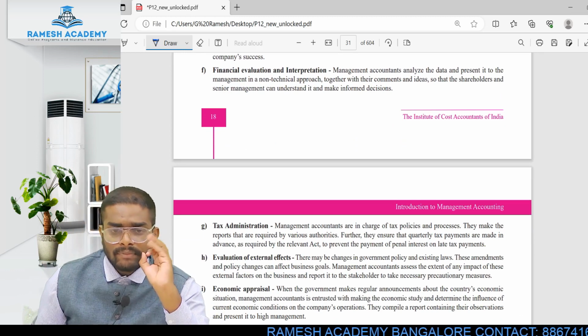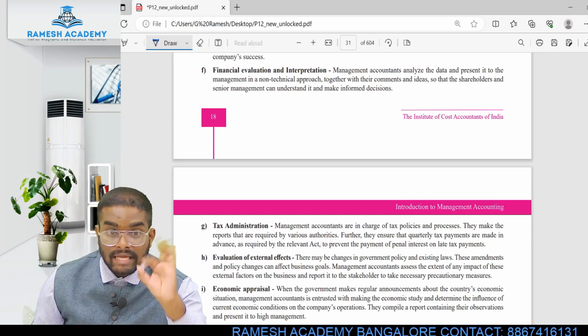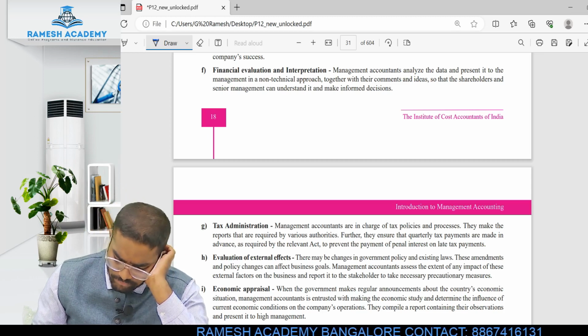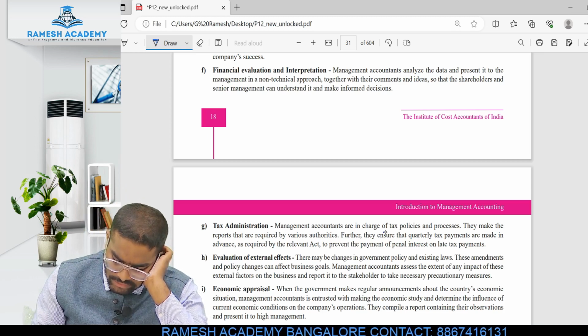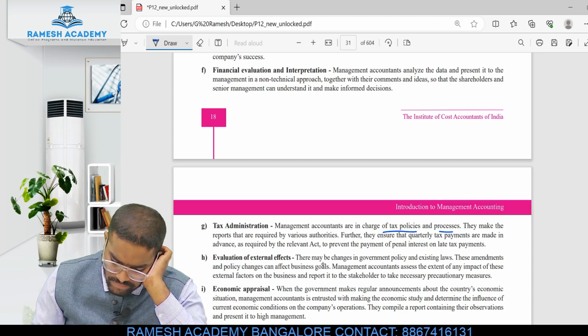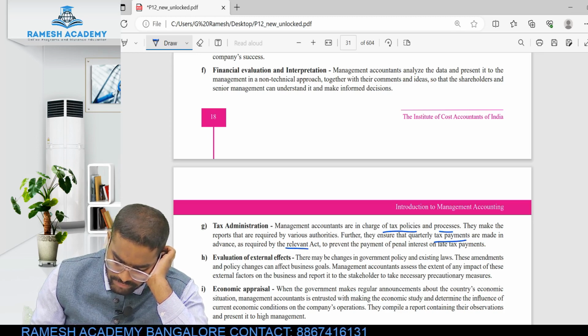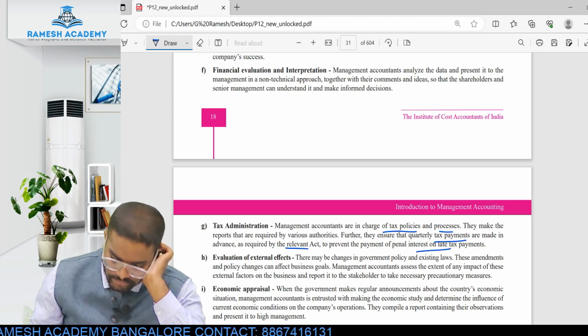Next, management accountant helps in tax administration. See, management accountants are in charge of tax policies and processes. They make reports that are required by various authorities. Further, they ensure that quarterly tax is paid as required by the relevant act to prevent payment of interest.